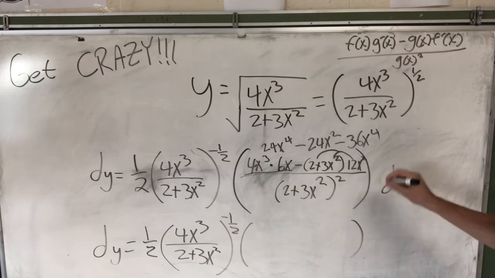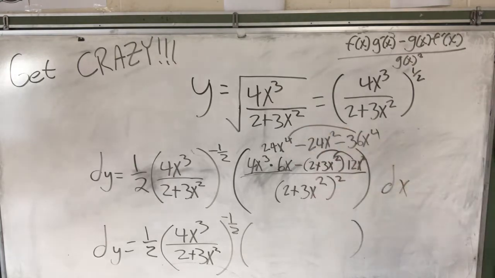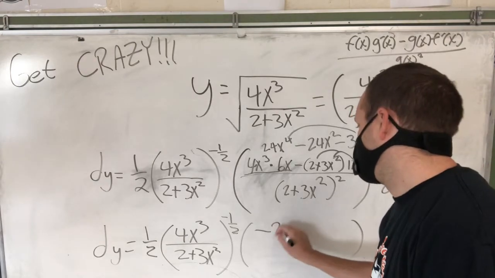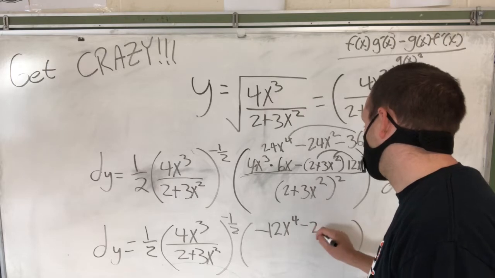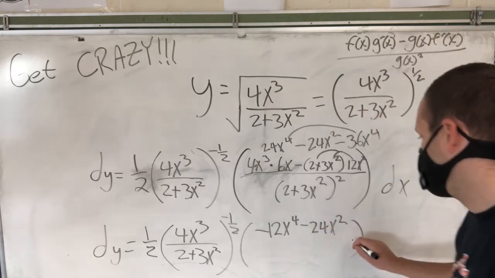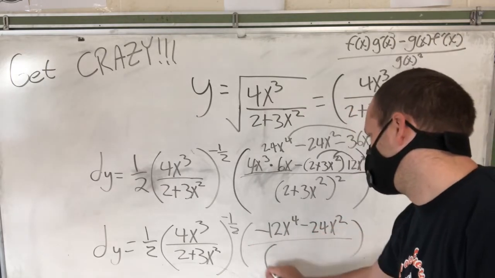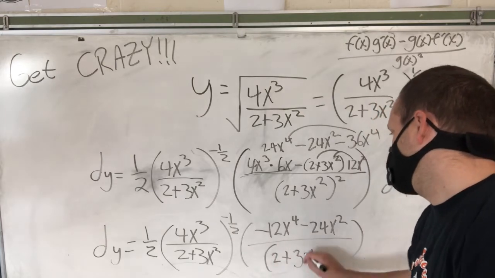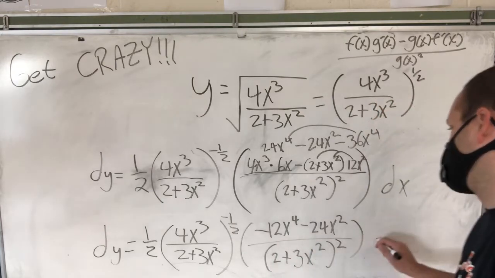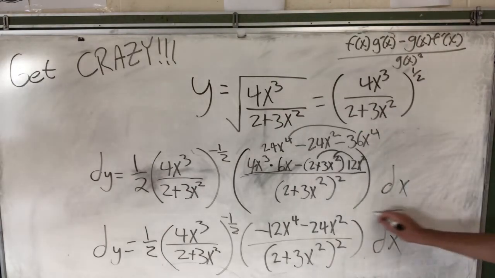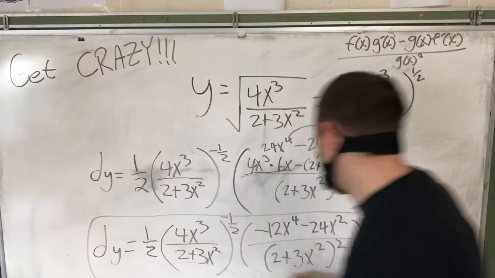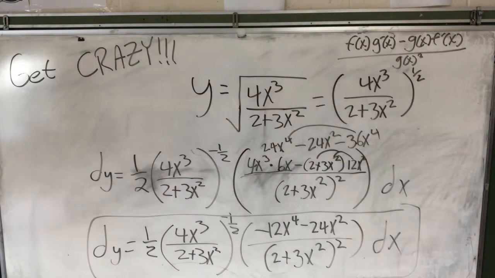36x to the 4th. Can I combine -36x to the 4th and 24x to the 4th? Absolutely. That gives me -12x to the 4th minus 24x squared all over 2 plus 3x squared, squared dx. Okay. It does help to go through and do these a little bit at a time.